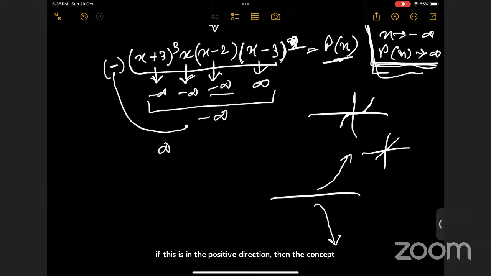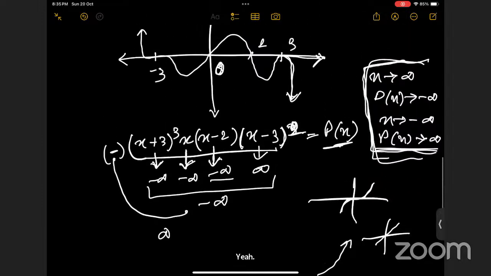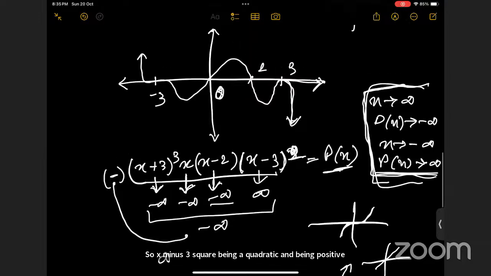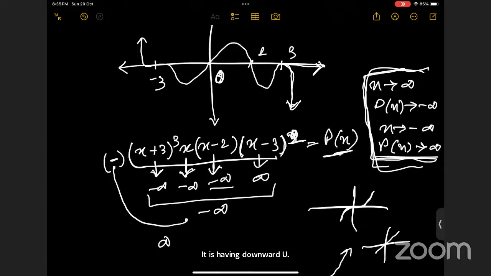Madam, x minus 3 whole square is a quadratic. Being a quadratic and being positive, it should have had an upward U, but it is having a downward U. That is why we need a negative sign. That is why we are adding this minus 1. Is that applicable for all monomials, I mean to say expressions? No, negative 1 is not applicable to all.